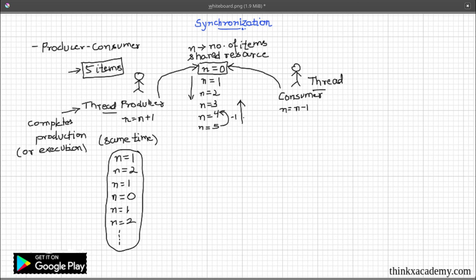So let's say this producer starts first, it may happen that the thread consumer starts in between, and what will happen is it will start corrupting the values of n or changing the values of n, which is not desired by the programmer, which is not desired output. So what we are going to do here is we are going to introduce synchronization.